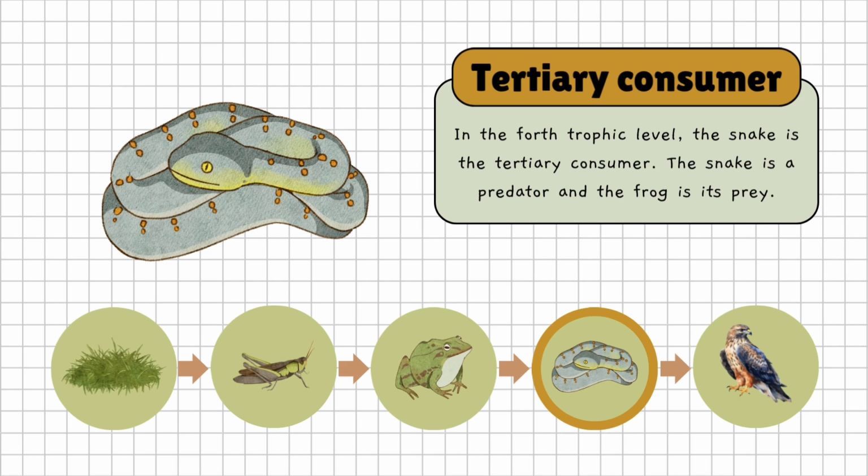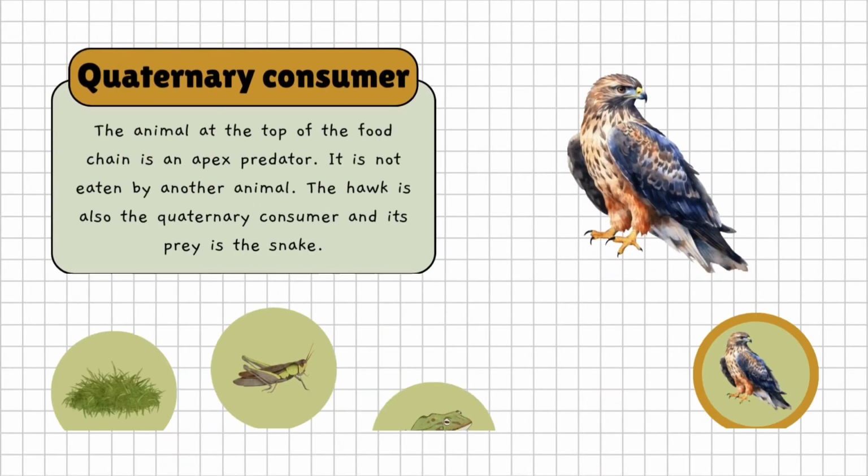Now, in the fourth trophic level, the snake is the tertiary consumer. So the snake is the predator and the frog is its prey. So we now call the snake the tertiary consumer.